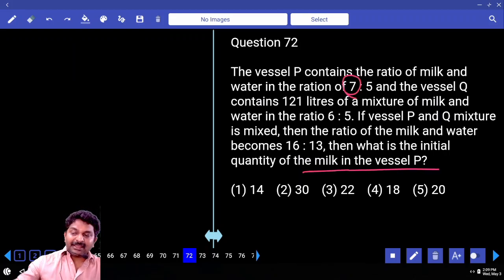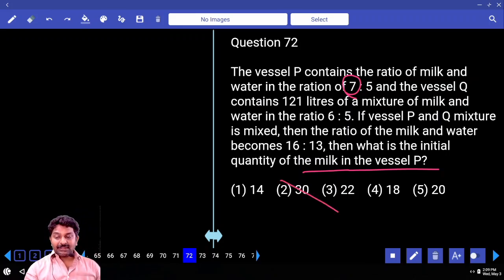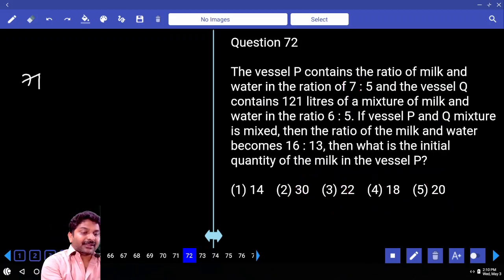In P, how many parts of milk do we have? It should be a multiple of 7 then. First option, second, third, fourth, fifth, right. Otherwise, you'll have to calculate like this.